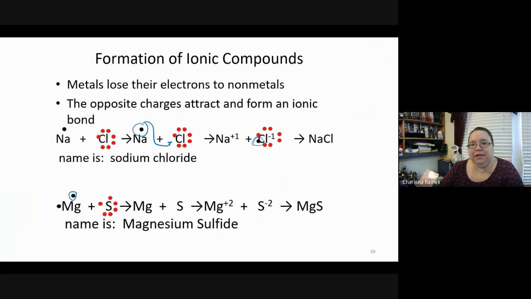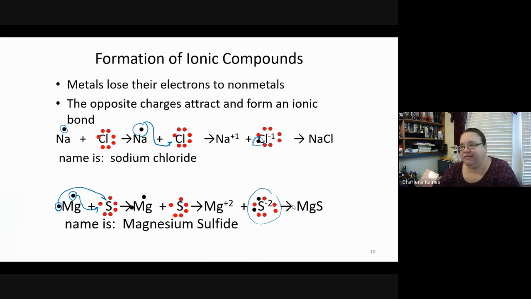We can see that magnesium has its 2 valence electrons. Remember, my valence electrons we know by our group number. And magnesium is going to give both of these electrons over to the sulfur. And we would see that sulfur ends up having that full octet. Magnesium has dropped down in energy level. It still has valence electrons. It's just we're not showing them because it's an energy level less. And that positive and that negative attraction, we end up with 1 of each. So my chemical formula would be MgS. The name would be magnesium sulfide.